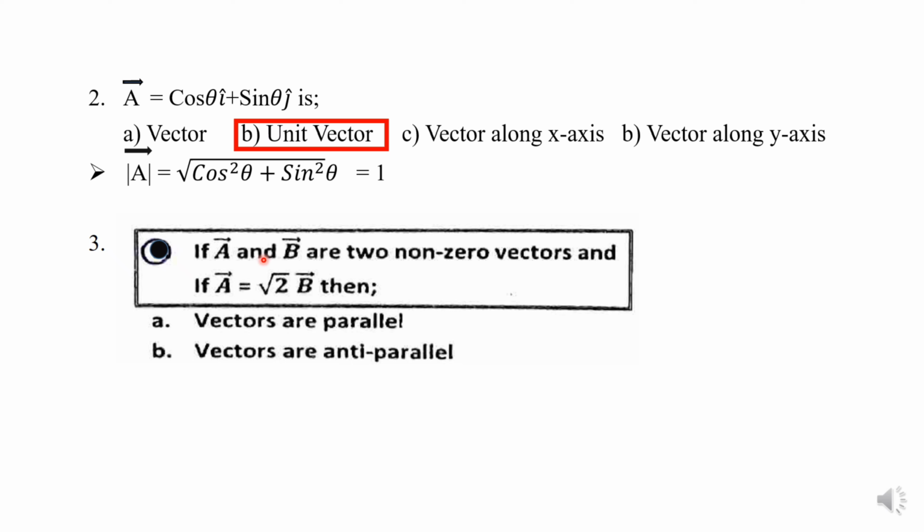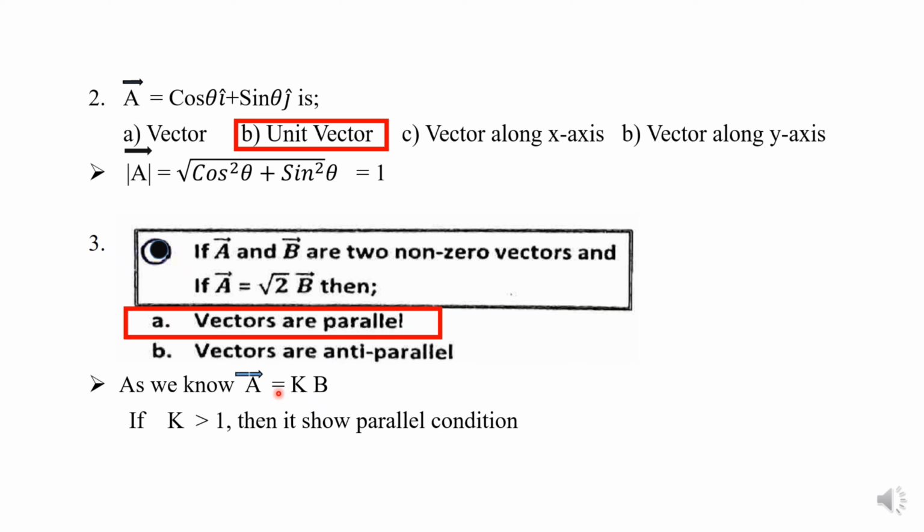MCQ number 3, which stated that if A vector and B vector are two non-zero vectors, and if A vector is equal to under the root 2 times B vector, then क्वेश्चन में ये कहा गया है कि दो वेक्टर है A और B, दोनों नॉन जीरो वेक्टर है और इन दोनों के बीच रिलेशन ये है. तो अब इन रिलेशन के थ्रू ये बताइए कि ये दो वेक्टर एक दूसरे के पैरेलल है या एंटी पैरेलल है. करेक्ट ऑप्शन इज A, which is vectors in parallel.